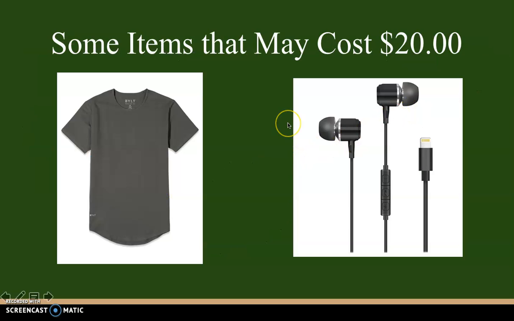All right, so here are a couple examples of items that might cost $20. Right here, we have a t-shirt. Oftentimes, you can find shirts that cost around $20. Over here, we have some headphones. No, I'm not saying you can buy a pair of AirPods or a pair of Beats for $20. But if you're going to Walgreens or Target or any store like that, you can oftentimes find headphones that cost about $20.